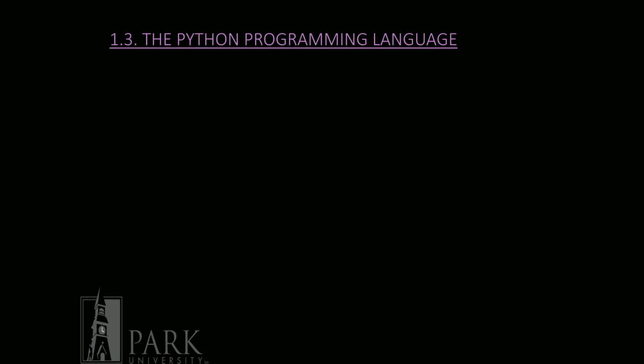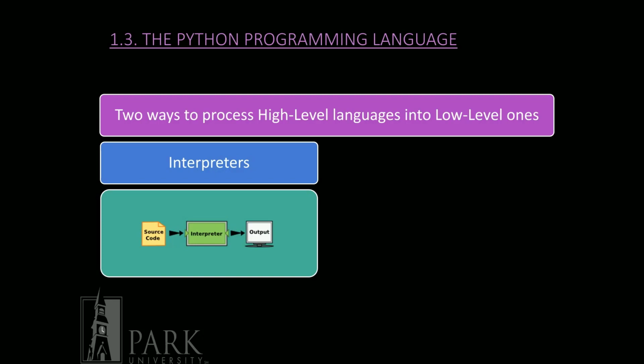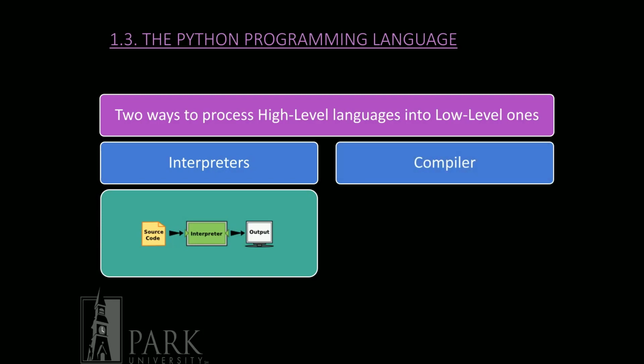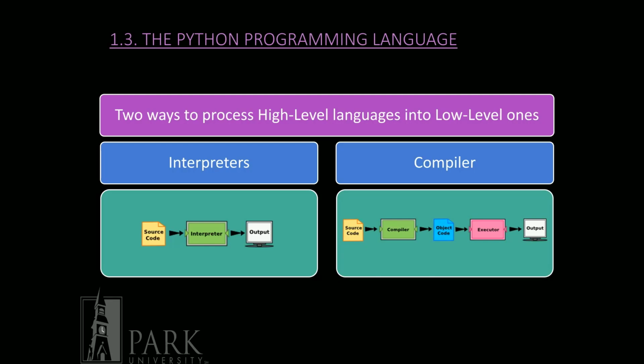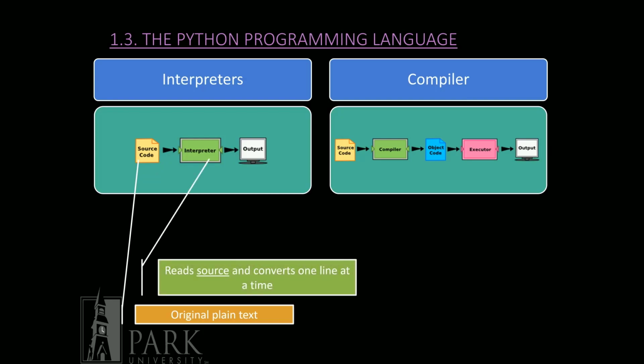Actually, right now. There's two ways to process high-level languages into lower-level ones, and that is to either interpret it. Okay, so we're going to take the source code, we're going to read it, we'll talk more about this in the next slide, or we can compile it. So with interpreters, we're going to take our original plain text, and this is just something you type into Notepad or whatever your Mac equivalent is, or Vim or Nano if you're using Linux. And then we're going to read the source code one line at a time and convert it into an instruction. Interpreters are a little bit slower than compiled programs because it has to check everything on the fly.